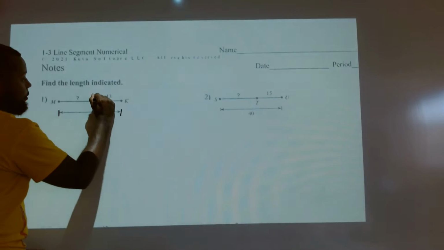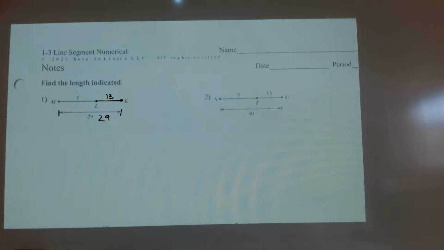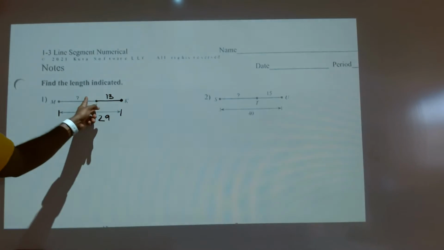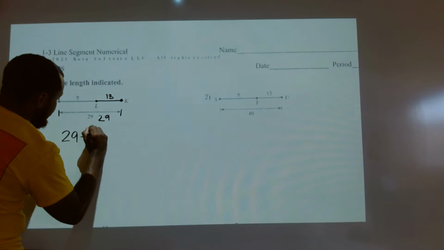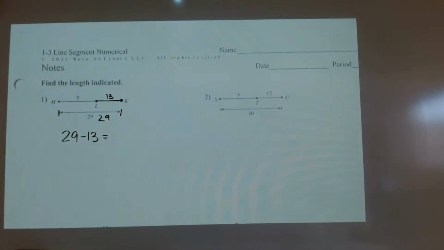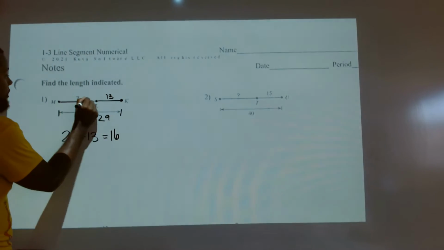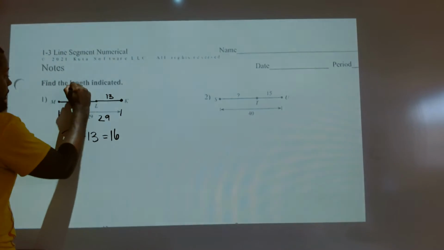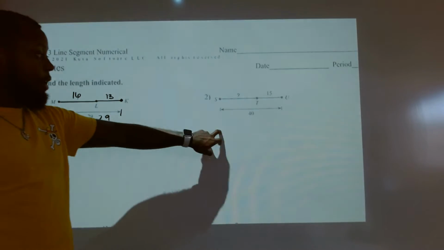So the distance from M to K is 29. But the distance from L to K is 13. I need to know if I have a whole and I need to find a missing part, I need to subtract. So I need to subtract 13 from 29. So you're going to have 29 minus 13, which will give you 16. The value of M to L is 16. That is the answer.